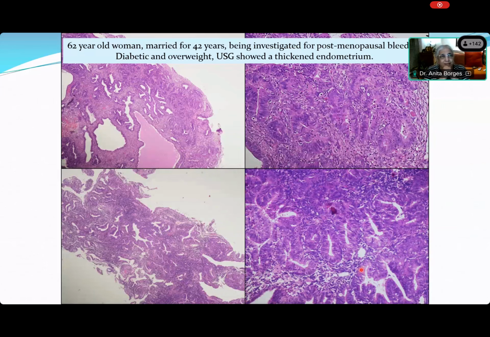Now, here is another case. It's a 62-year-old woman who has been married for 42 years. She was being investigated for post-menopausal bleeding. She's diabetic, she's overweight, and the ultrasound shows a thickened endometrium. All right, so Nargis, now tell me.